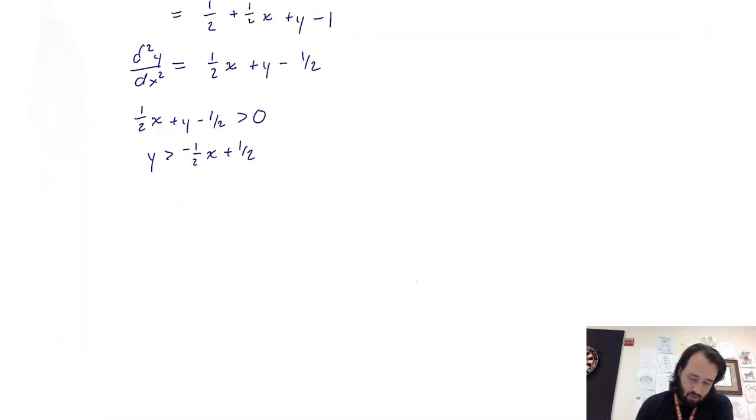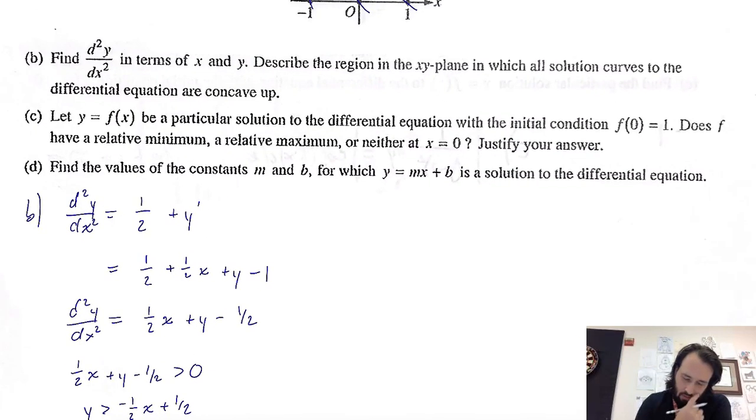Okay, part C here. Let's see. y is the particular solution to the differential equation with the initial condition f of 0 equals 1. Does f have a relative minimum, relative max, or neither at x equals 0? So it's not really asking us to find the particular solution here. Right? It's not saying we need to find the particular solution.